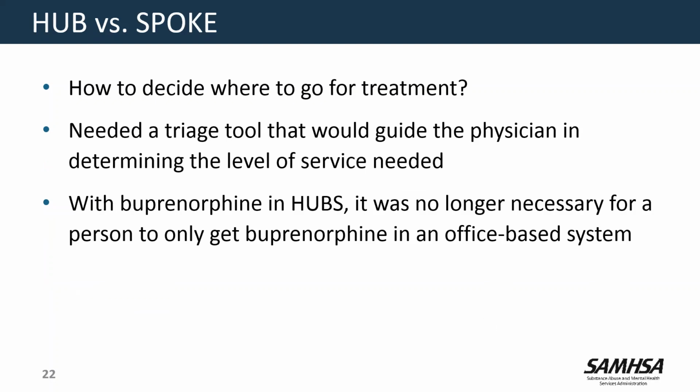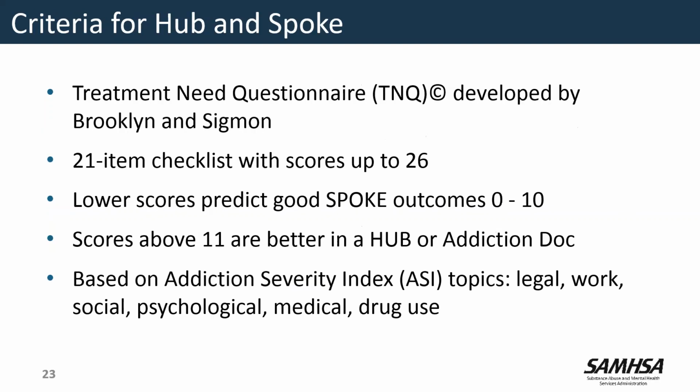And then in terms of deciding where people should go for treatment, I sketched out a triage tool that I thought would be useful in helping a clinician determine whether the person was too complex for them to handle in their office and whether they should potentially be referred to a hub. It is a series of 21 items with a score up to 26. And we believe that when people score up to 10, for the average patient in the average spoke program, they should do very well in a spoke. But scores above 11, we thought would probably be better in a hub or with an addiction doctor.